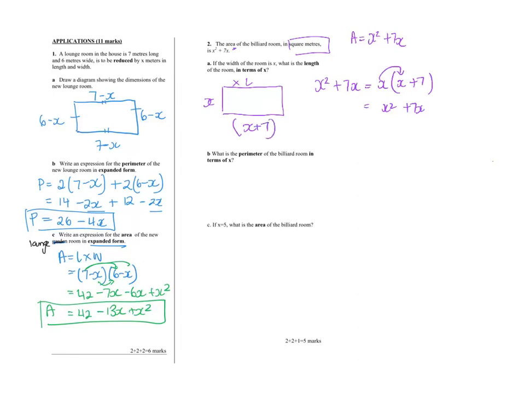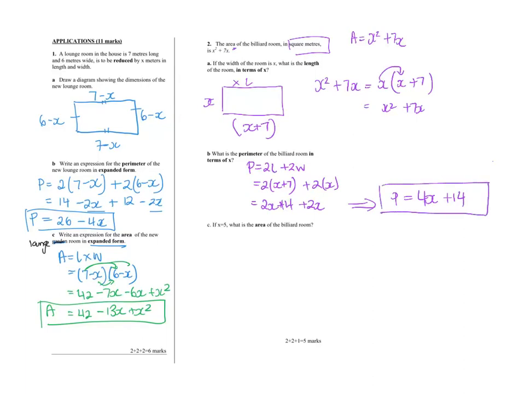So what is the perimeter of the billiards room in terms of x? So perimeter, we always have 2 lengths plus 2 widths. So we've got 2 x plus 7s plus 2 x's. So expand that out, it'd be 2x plus 14 plus 2x, which equals, so the perimeter equals 4x plus 14.